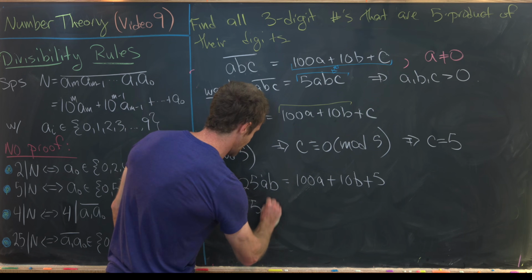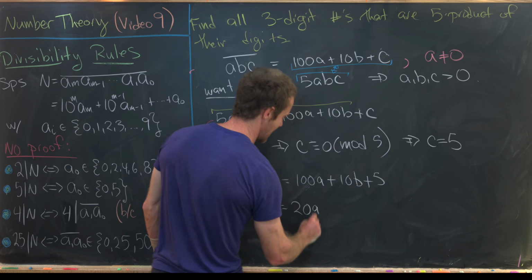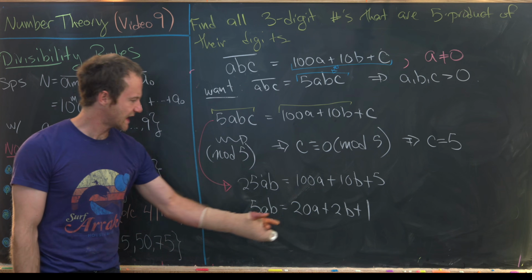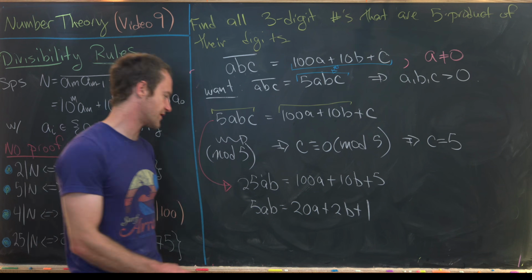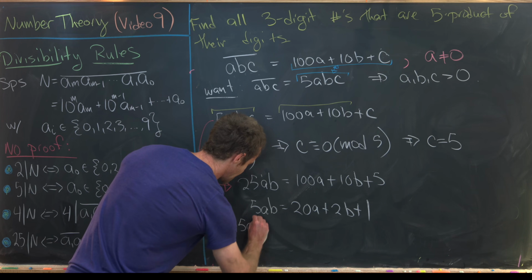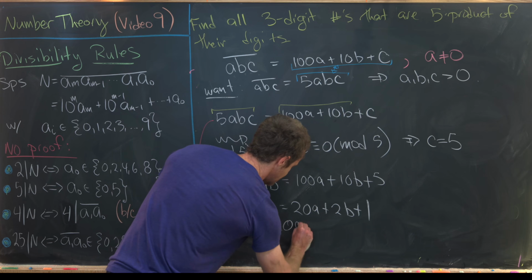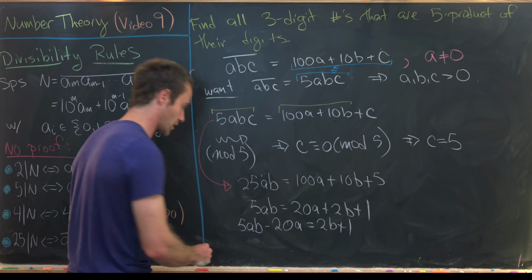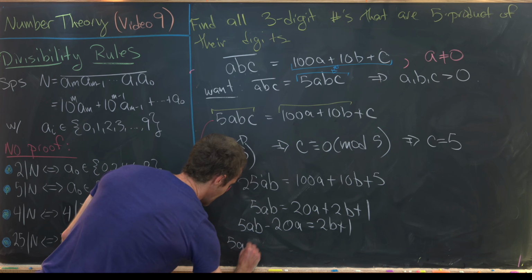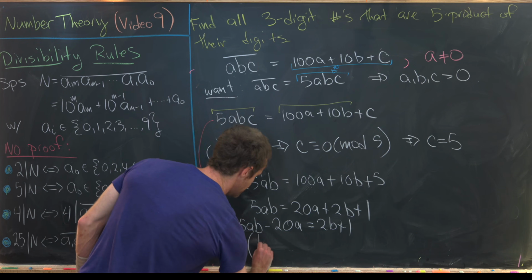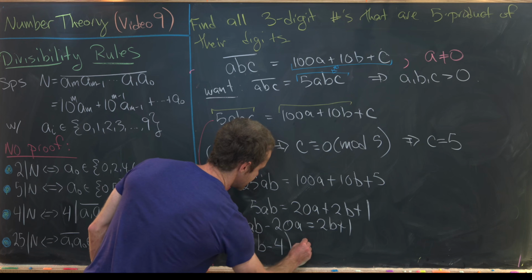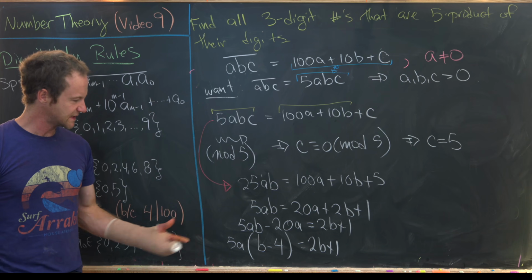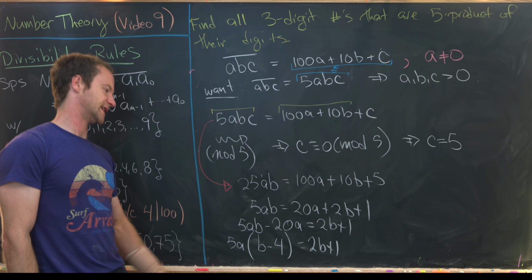That'll give us 5AB is equal to 20A plus 2B plus 1. Okay, so next let's maybe move this 20A to the other side of the equation. That gives us 5AB minus 20A is equal to 2B plus 1. In other words, we have 5A times the quantity B minus 4 is equal to 2B plus 1. But now let's notice that the left-hand side is a multiple of 5.